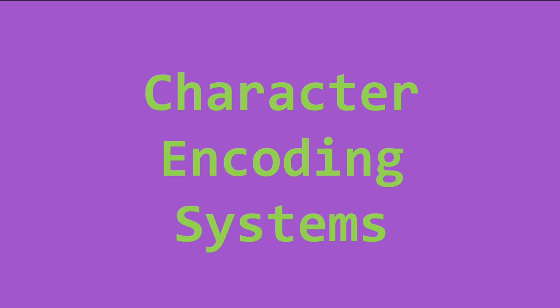Computers operate with numbers, often reduced to binary, while humans work with a variety of characters, sometimes thousands or even tens of thousands, depending on the language. This is where character encoding systems come in.